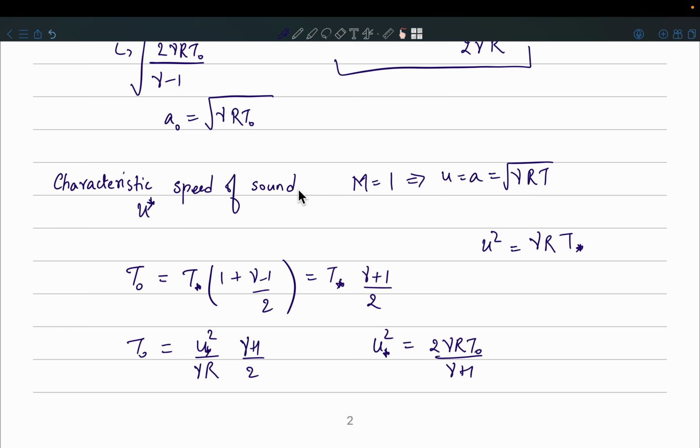Okay, so any doubts about these quantities? Anything at all?